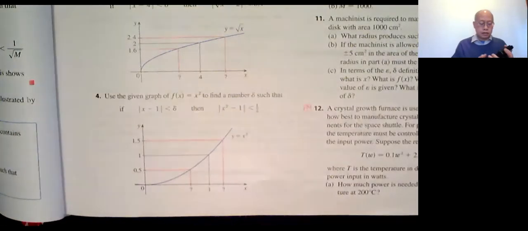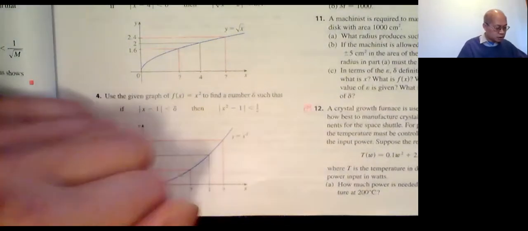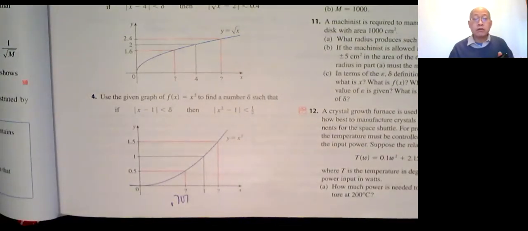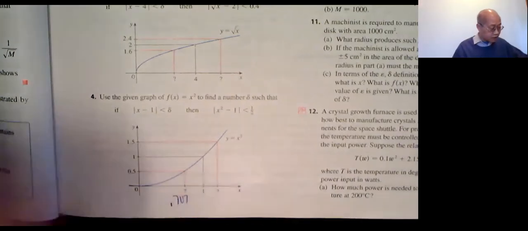So let's go ahead and do it, and I'll write it in the book. Square root, right? The square root of 0.5 is 0.707, and the square root of 1.5 is 1.225.